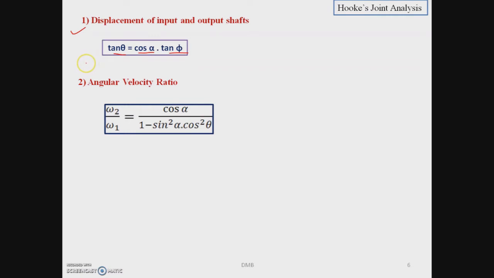Now after differentiating this equation number 1 with respect to time, we get the angular velocity ratio equation, which is omega 2 by omega 1, that is, speed of driven shaft divided by speed of driving shaft, equals cos of alpha divided by 1 minus sin square alpha into cos square theta.